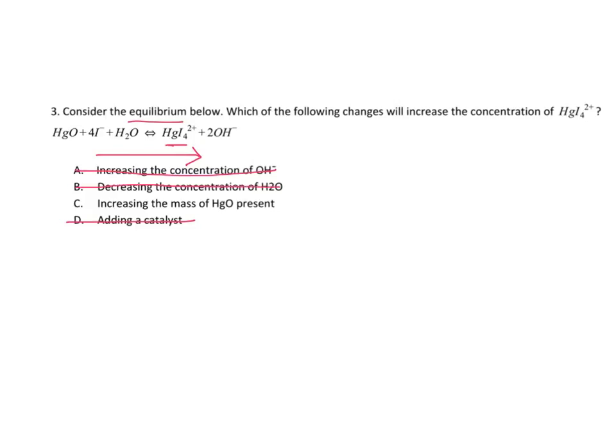And C, increase the mass of HgO. So that's increasing what's on the left side. HgO is here on the left. So we're increasing what's on the left. So in order to compensate, we increase on the right, so that's going to lead to an increase in the product that we're looking for. So the answer is C. Increase in the mass of HgO present will result in an increase in the concentration that we're looking for.